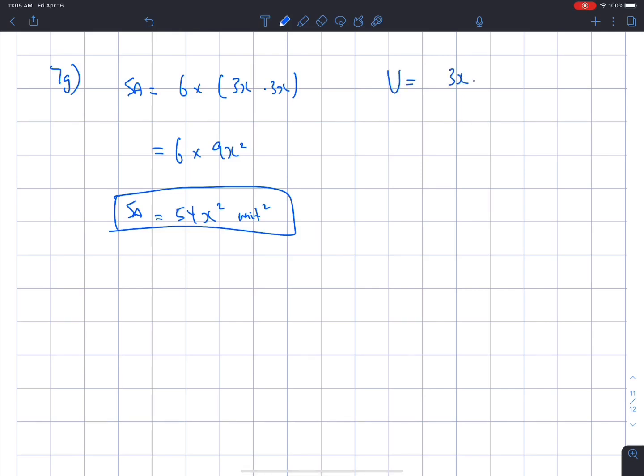The volume is going to be 3x times 3x times 3x. 3 times 3 times 3 is 27. x times x times x is x to the power 3. So just 27x to the power 3.